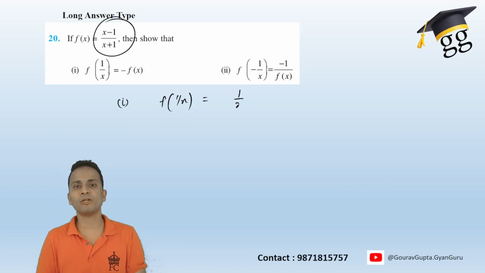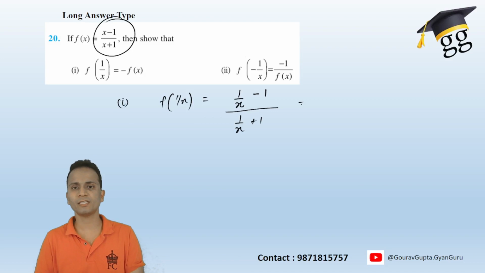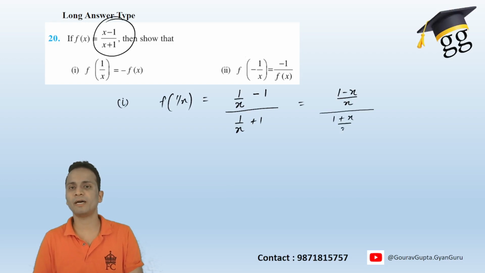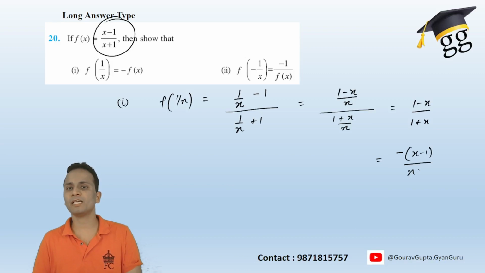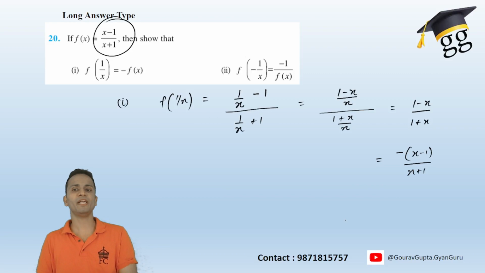So it will be 1 upon x minus 1 whole divided by 1 upon x plus 1. Alright. Now taking LCM in numerator and denominator, it will become 1 minus x divided by x whole divided by 1 plus x divided by x. Now x will be cancelled and you will get 1 minus x upon 1 plus x, which can be rewritten as, if we take the negative sign common from the numerator, minus of x minus 1 divided by x plus 1. I have written the denominator as it is.